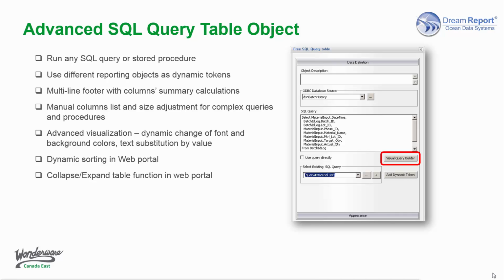The SQL query table allows you to run any SQL query or stored procedure and display the results in a highly configurable tabular format. Queries can be static or can be dynamic using dynamic tokens, as we'll show in a later slide. Column captions can be changed, field widths adjusted, and multiple sort orders can be set. Additionally, conditional and dynamic font and background colors, as well as conditional text substitutions, are enabled. A multi-line footer can be added to the table, and if used in a web report, we can take advantage of the new features presented earlier.